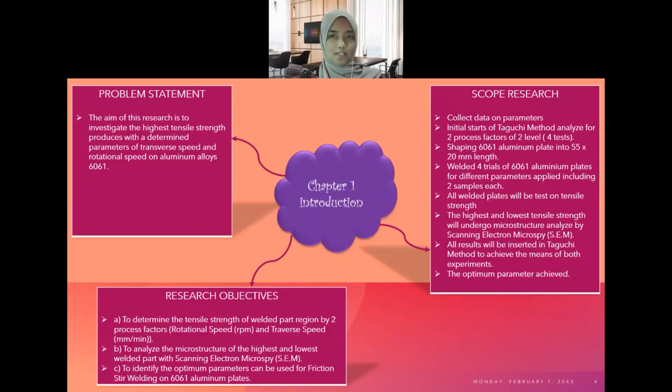Since n is equal to 2, the number of trials is 4 tests. After that is shaping AA6061 into 55 by 20 millimeters and welding four trials of 6061 with different parameters applied, including 2 samples each. After welding, we test the tensile strength and use the scanning electron microscope. Then the results are inserted back into the Taguchi method, and having all the analysis and results, we can determine the optimum parameter.